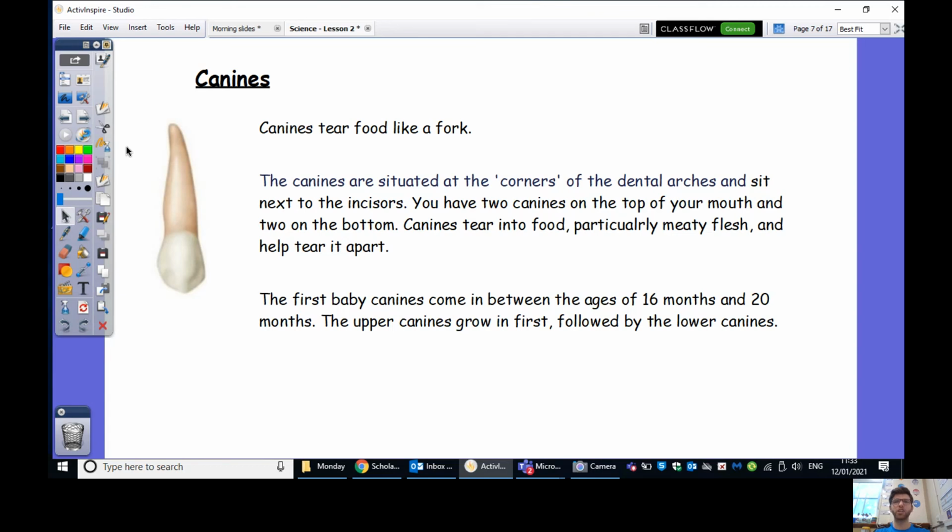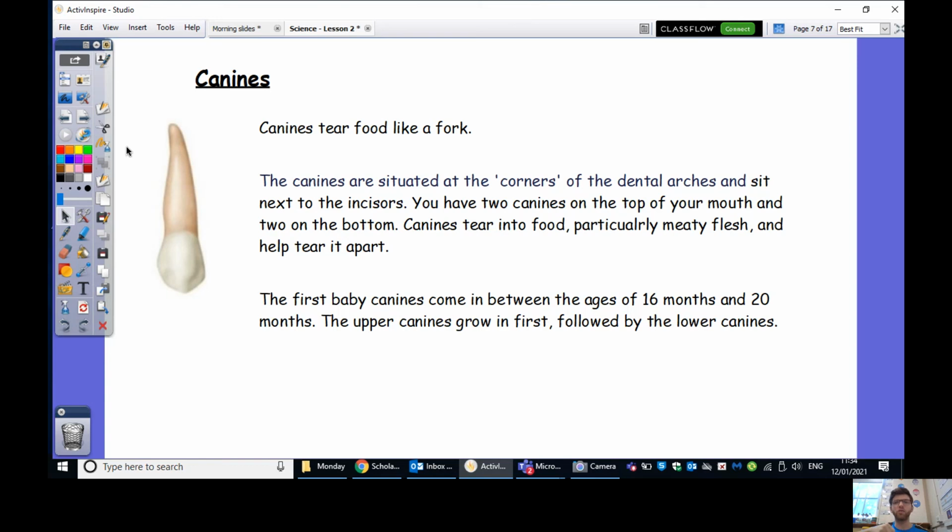So remember, incisors' job is to cut food. Our canines' job is to tear food. And they're situated in the corners of what are called the dental arches and sit right next to our incisors. You have 2 canines at the top, there and there, and 2 canines at the bottom of your mouth, there and there. Now, do you remember what animal the word canine relates to? Hopefully we've all remembered that from last week. It's a dog. And so that makes it really easy to remember that they tear into things.